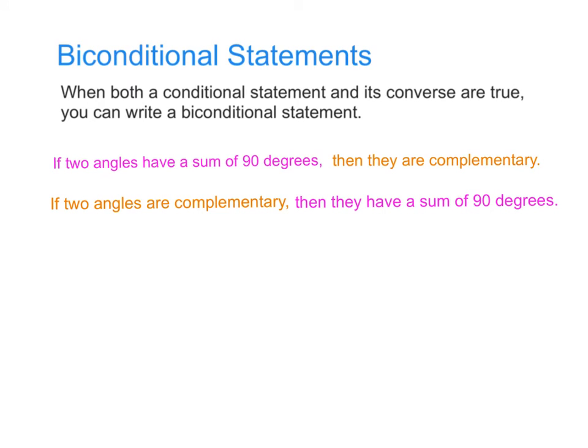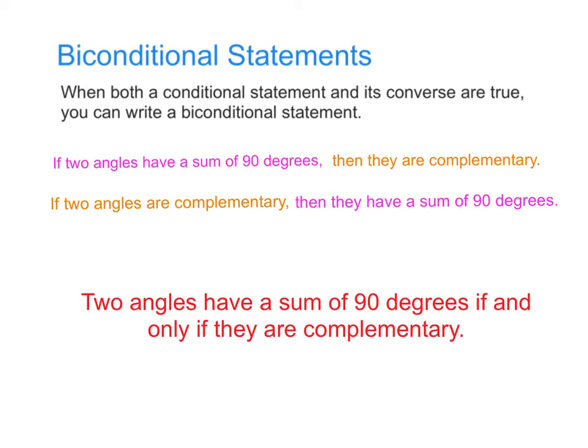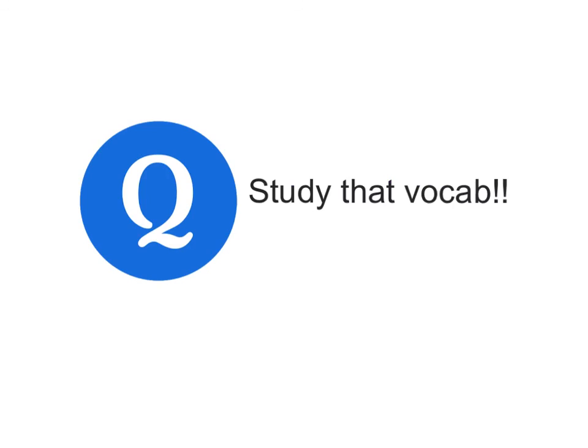If two angles are complementary, then they have a sum of 90 degrees. Again, this must always be true because that's the definition of complementary angles. So because both the first conditional statement and its converse are true, we can write a biconditional statement. So the biconditional statement will look like this. Two angles have a sum of 90 degrees if and only if they're complementary. And that language there, if and only if, that's really important. We're always going to hear that in the middle of a biconditional statement.